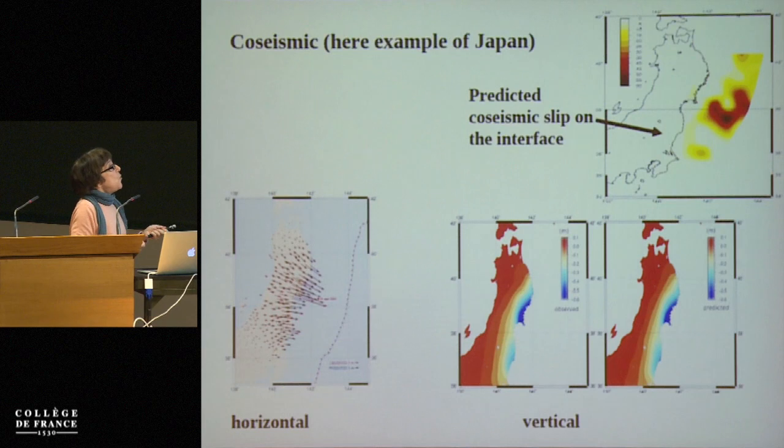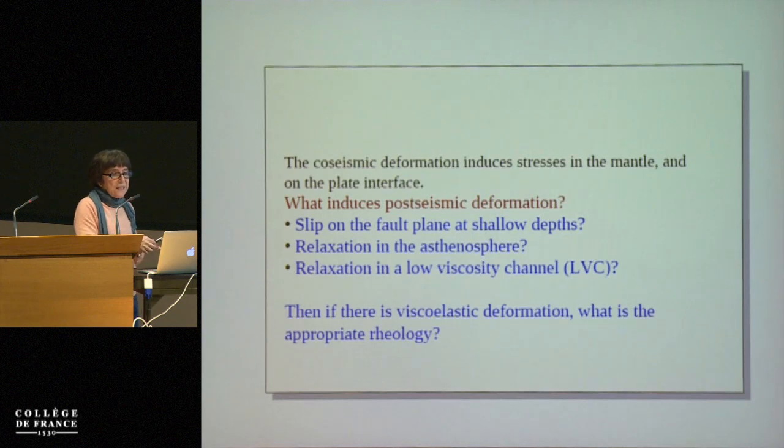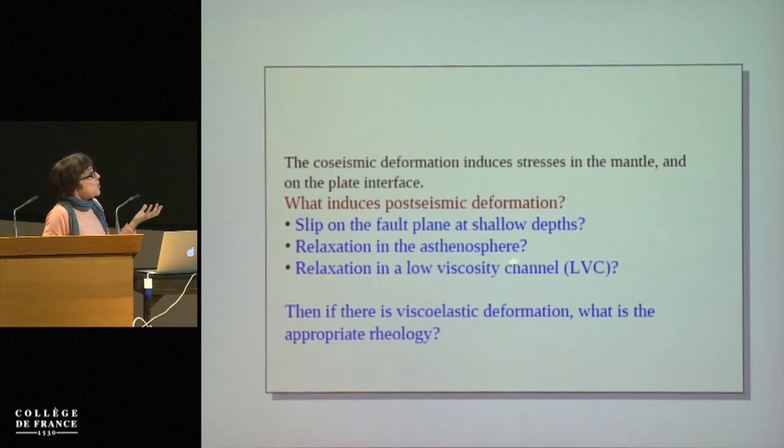And so now we have modeled the earthquake, the slip on the interface. It means that we can know the stresses induced all over in the mantle. And now what we can wonder, once we know those stresses in the mantle, is what induces the post-seismic motions that we observe. Is it slip on the fault plane, relaxation in the asthenosphere, relaxation in a low viscosity channel? What is the combination of these elements which will give us the best fit to what we observe?